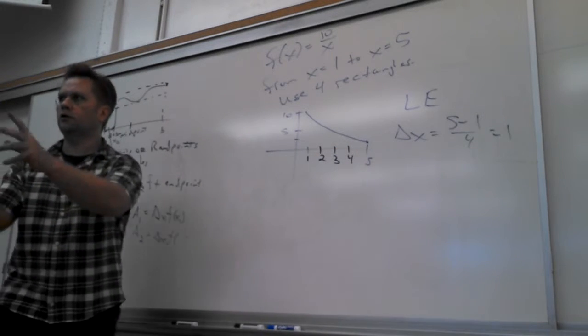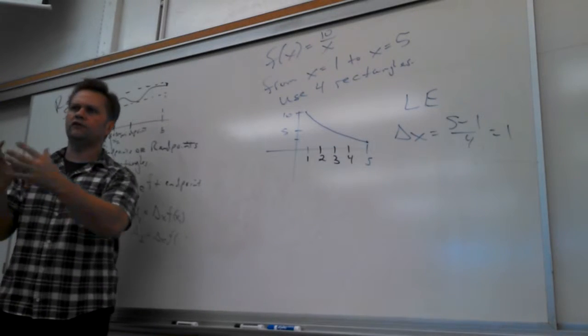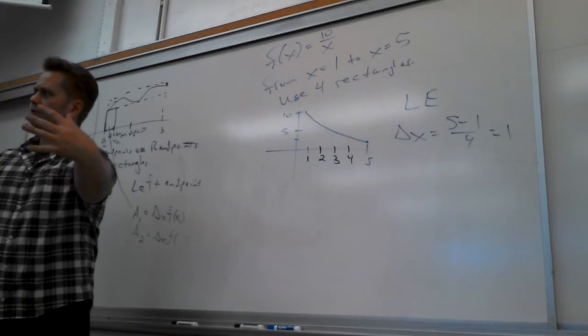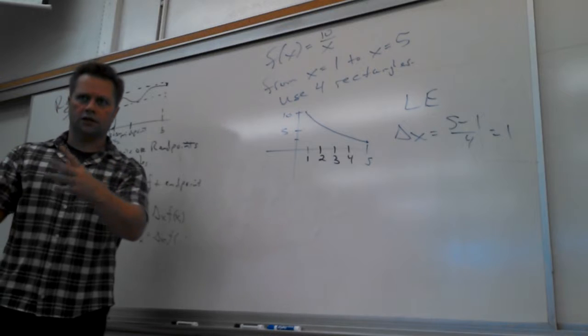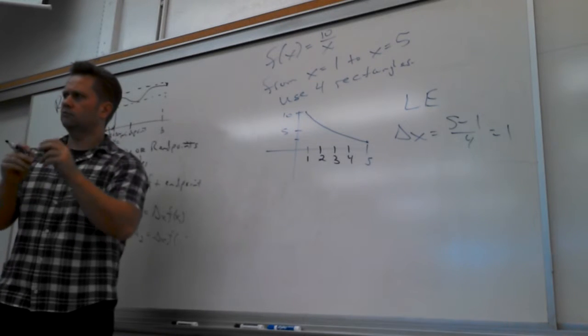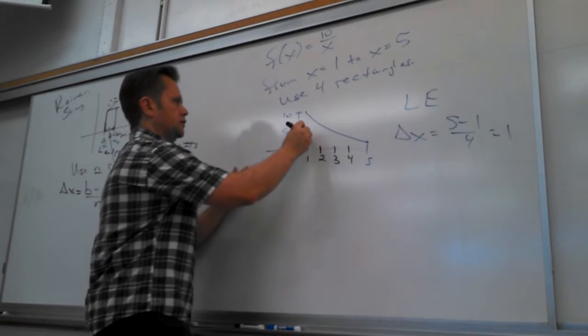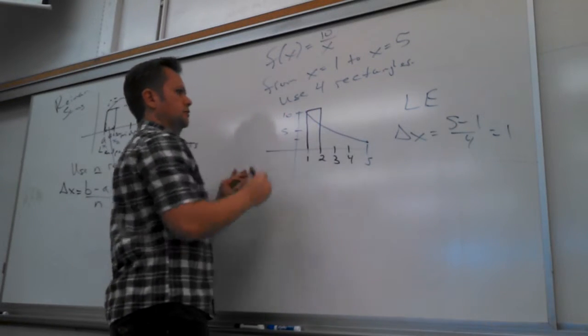Alright, I really want you with me on this. Even if the delta x came out to be 3/4, you should be able to handle that, right? The math isn't really going to change that much. It's just going to be a little bit more discussing numbers, but we should be fine with it. So the first rectangle looks like that. Yes.